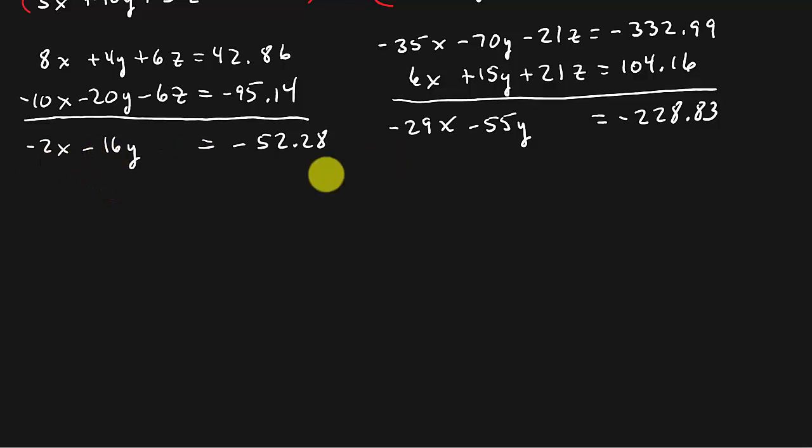I'd have to multiply one by 2 and the other one by -29. Okay, and then same thing here with the 16 and 55. But what I notice here is -2, and yes, you can divide through by -2. I can divide everything by -2, and that's going to give me x plus 8y equals 26.14. And so, yeah, we still have a decimal here, but man, it makes this a lot nicer, doesn't it?